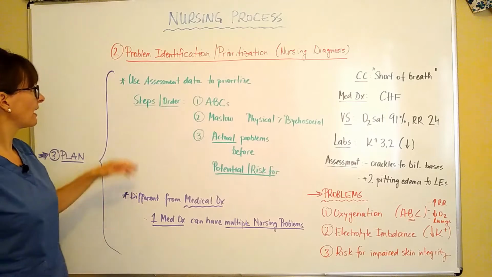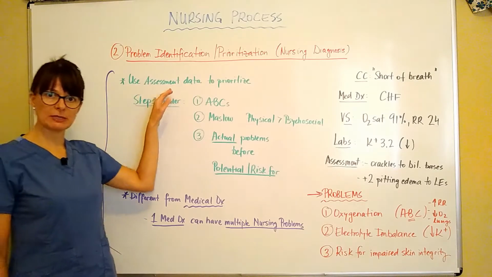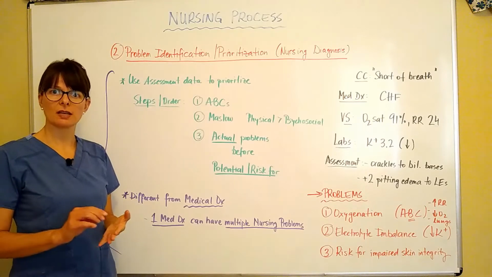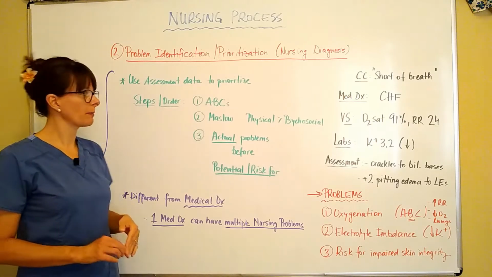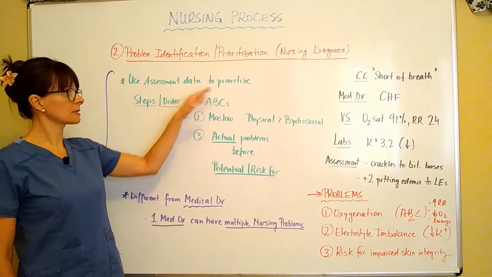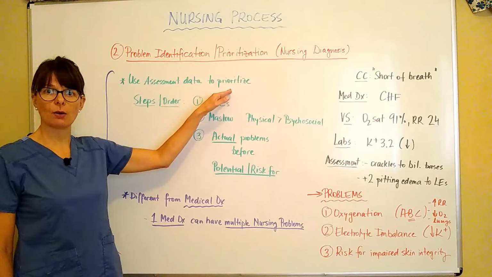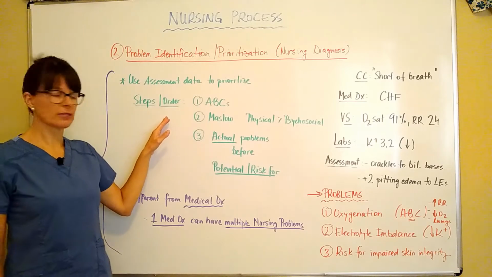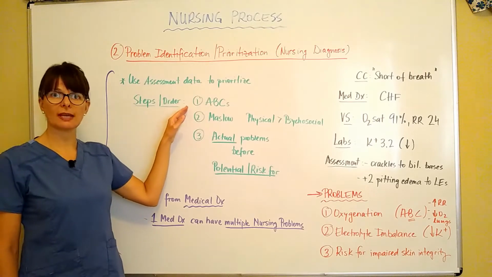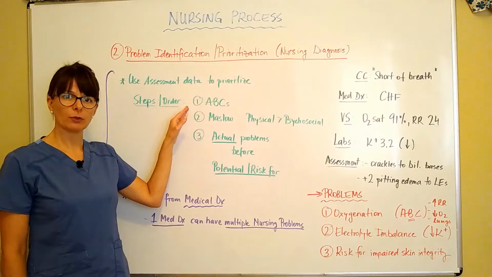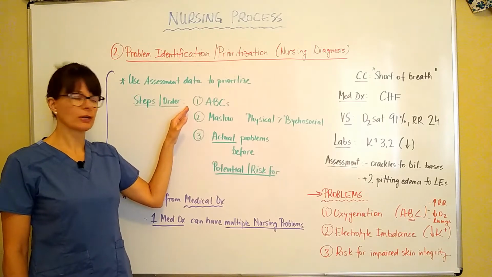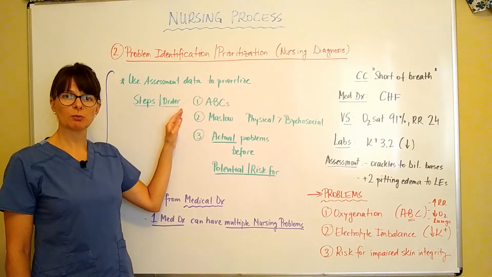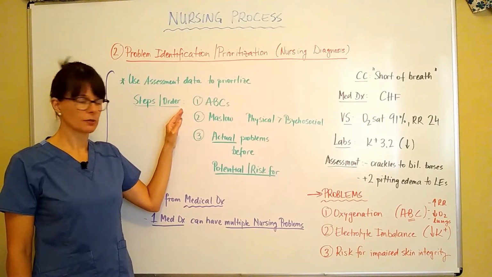After we have gathered all the assessment data, physical assessment, lab data, vital signs, subjective and objective information, we use this assessment data to prioritize our patient problems. The order we should always take is first addressing A, B, and C. That would be your airway, breathing, and circulation. Whenever we have a problem with any one of those, they should be addressed first.